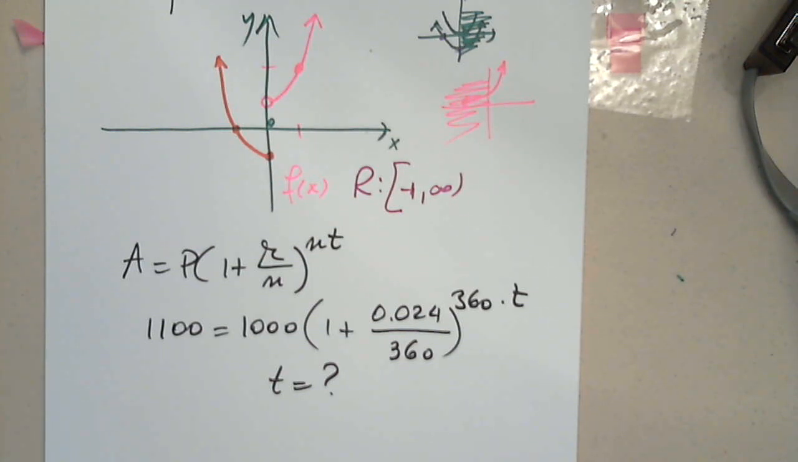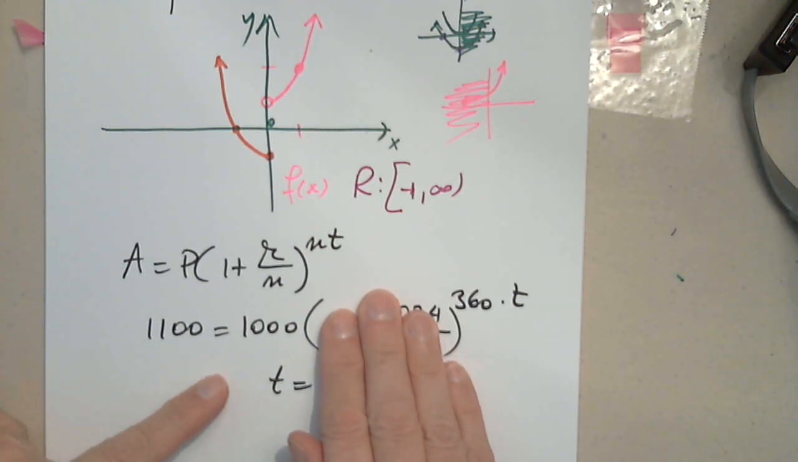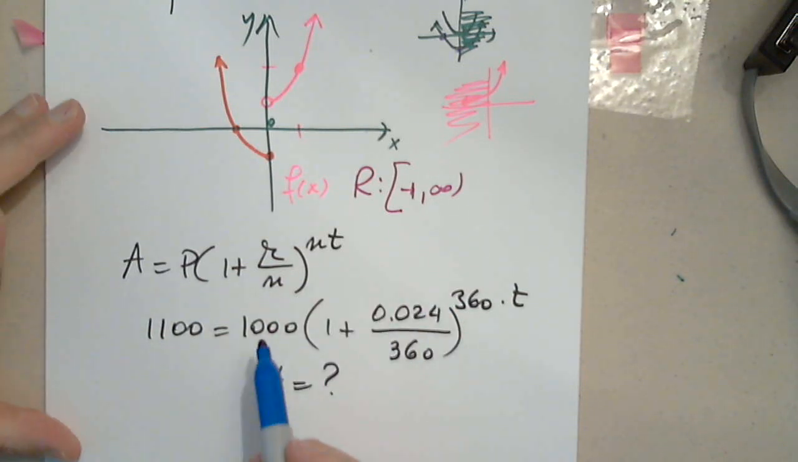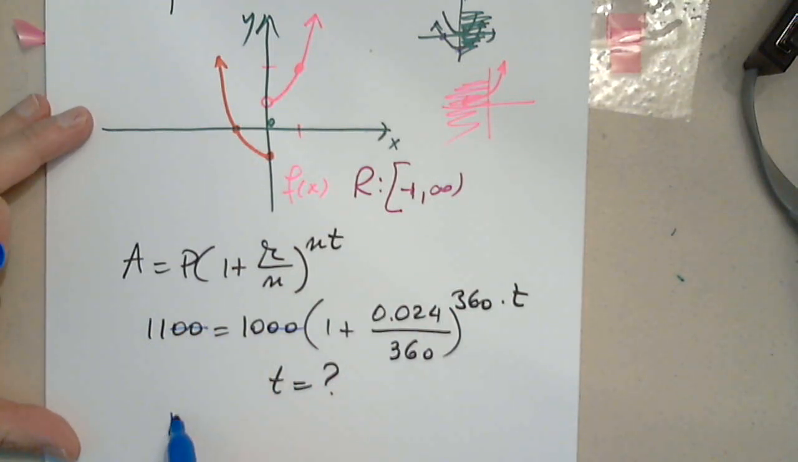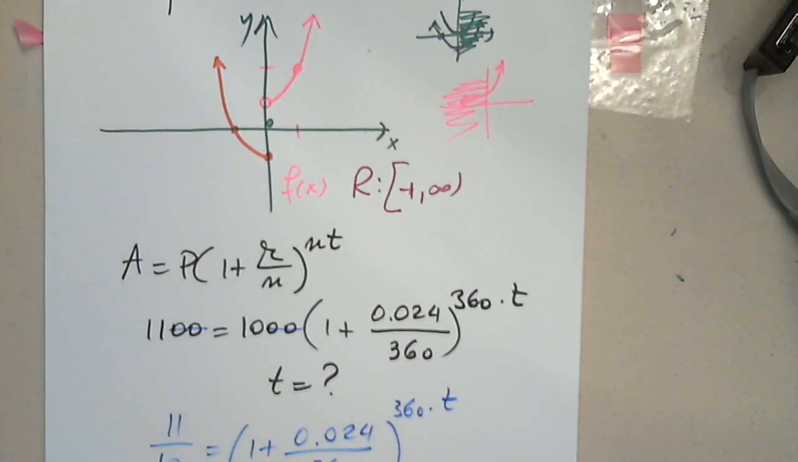What's in the parentheses? You want to solve it? No, I don't even want to go there. What will be the... you want to divide. Excellent. I have to divide by 1,000. Great job. Okay, so 2 zeros are gone. So 11 over 10 equals 1 plus 0.024 over 360 raised to 360 times t.